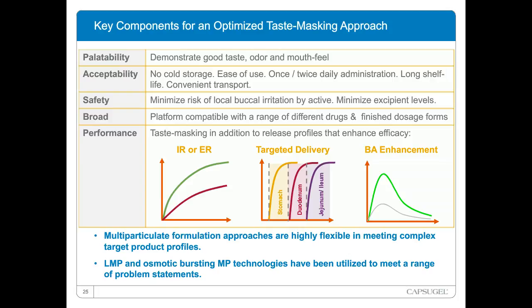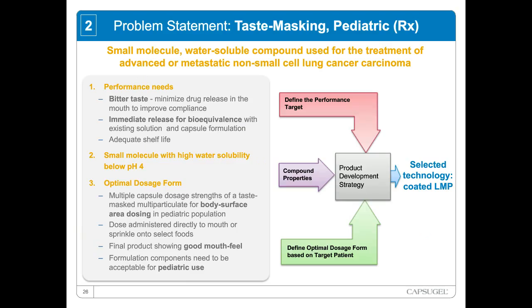This case study relates to the pediatric delivery of a small molecule compound that exhibits high aqueous solubility. It was being explored by a company for the treatment of non-small cell lung cancer in children. Unfortunately, the compound was very bitter tasting. Due to patient compliance issues, simple liquid preparations could not be progressed in the clinic.